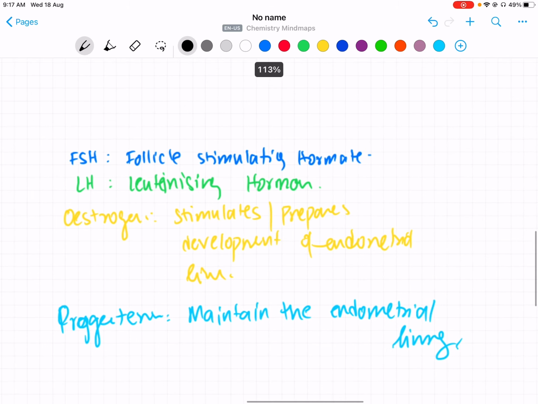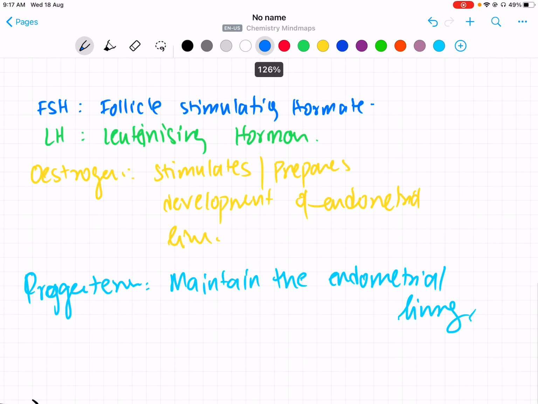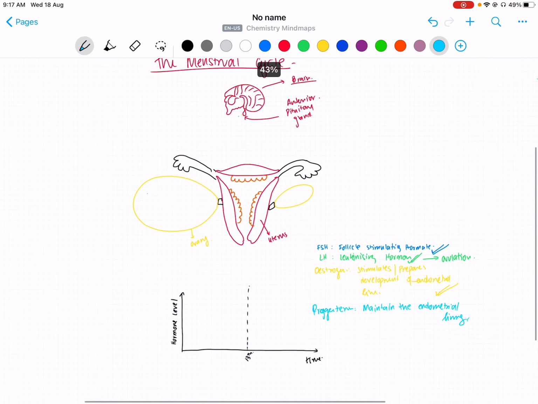Right. So there are four hormones that you need to know. First is follicle stimulating hormone, which causes the initial gamete to become a follicle and have an egg cell. Then you have luteinizing hormone, which causes ovulation, that is the release of the gamete. We'll look at that very soon. Then there's estrogen, which prepares the development of the endometrial lining. And then progesterone, which maintains the endometrial lining. So those are the four hormones you need to know.